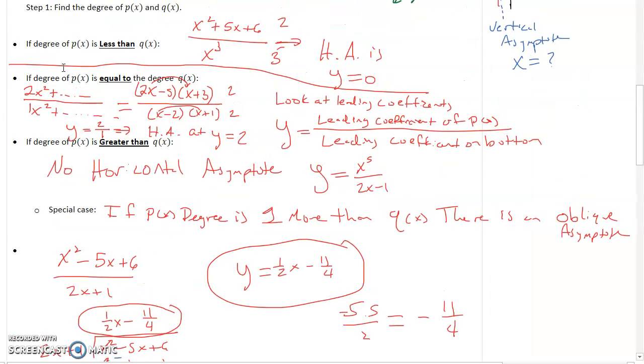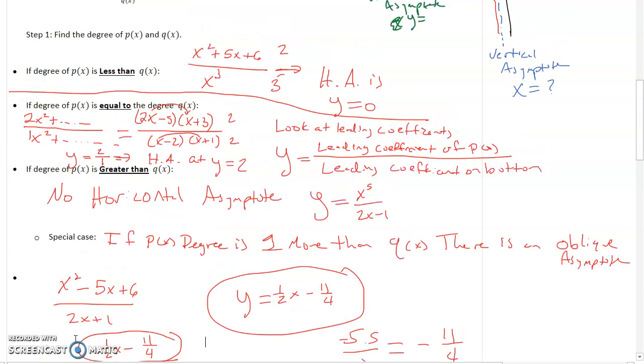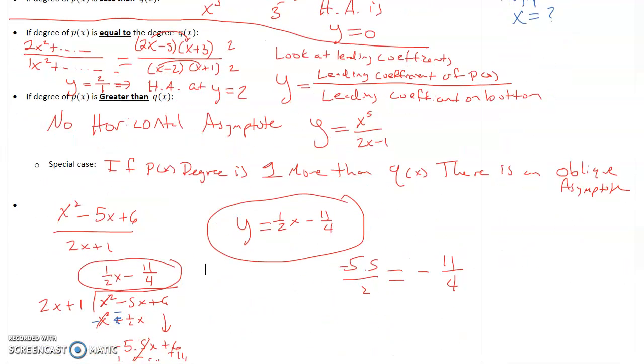Again, if the degree of the numerator, if the top is less than, it's 0. If the degrees are equal, then you do the leading coefficients. And if the degree is greater than, there's no horizontal asymptote, but check for that special case where you might have an oblique asymptote.